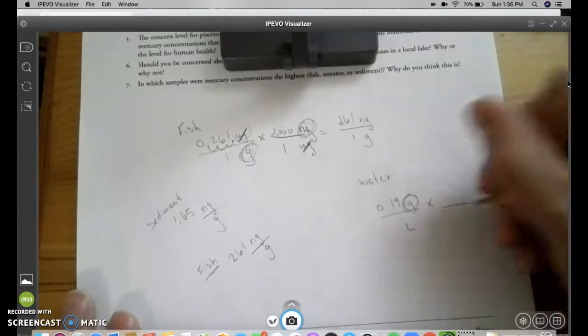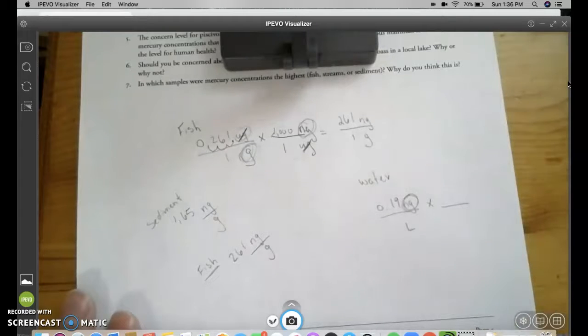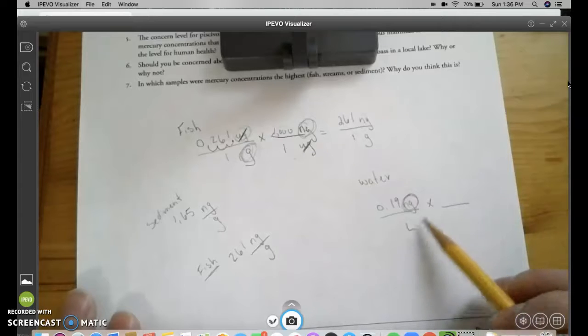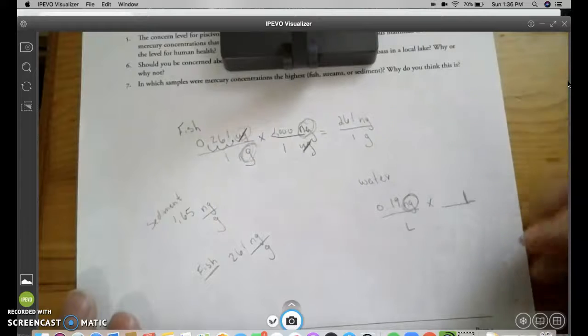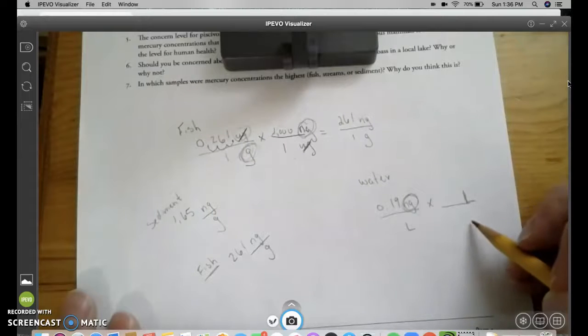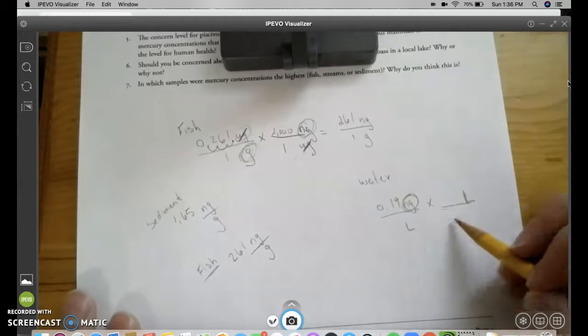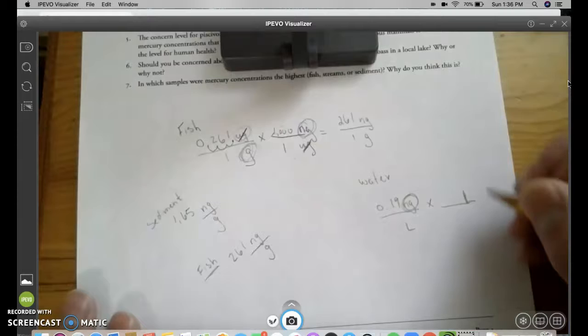So then where do you think I need to put my liters? On the top or on the bottom of this equation? You're going to put the liters on the top, right? Because if you put the liters on the top, now you can cancel it out. If I put it on the bottom, right, they're on the same level. You can't cancel them out based on fraction principles.